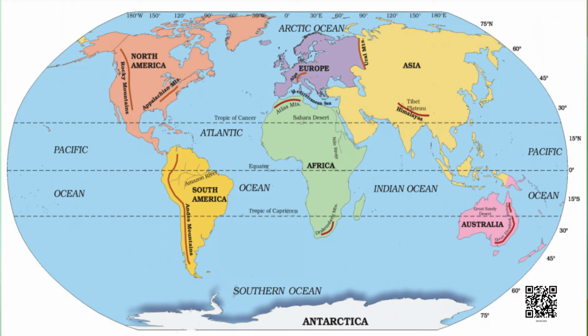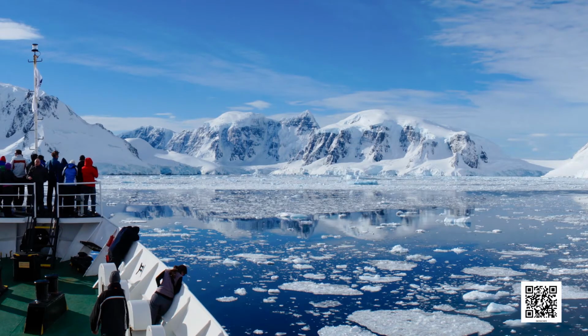It is a huge continent. The South Pole lies almost at the center of this continent. As it is located in the South Polar region, it is permanently covered with thick ice sheets. There are no permanent human settlements.